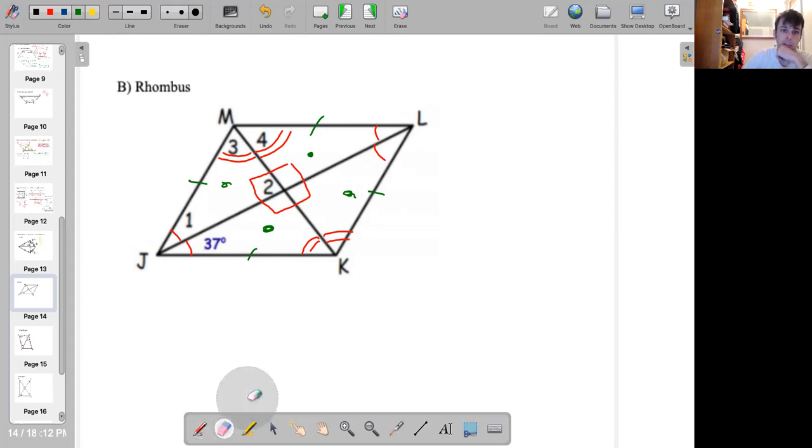I'm going to erase some of this here. Anyway, our point is, let's find some angles, so let's do it. So this one's 37. So we have a right triangle here. I can kind of outline it for you.